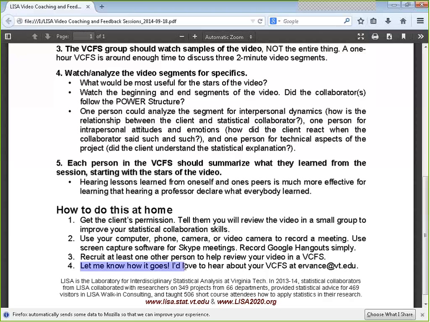And then let me know how it goes. When you do this, send me an email. It's airvance@vt.edu. You can look me up online.